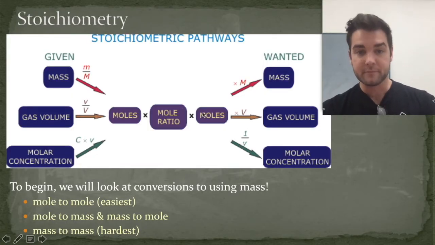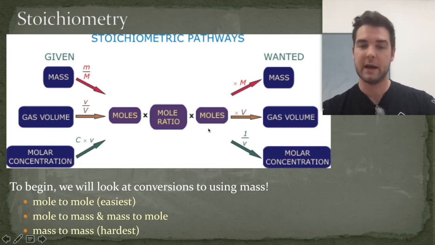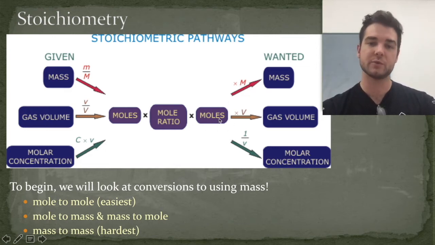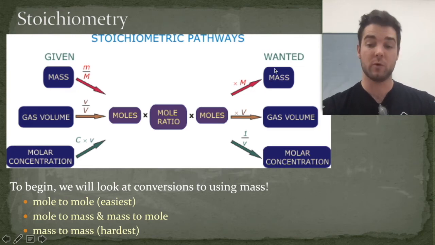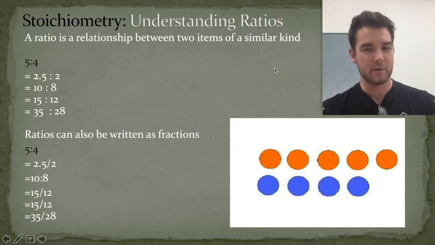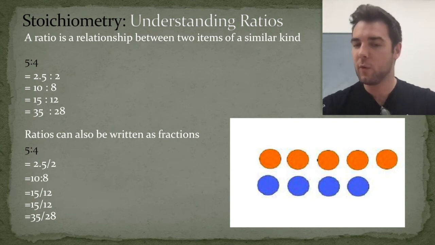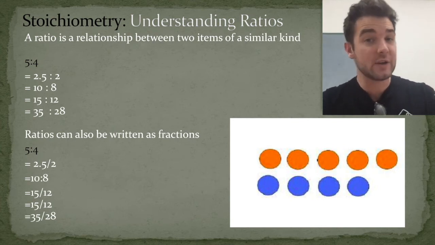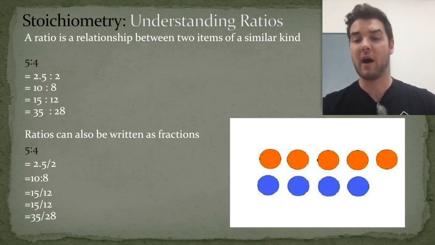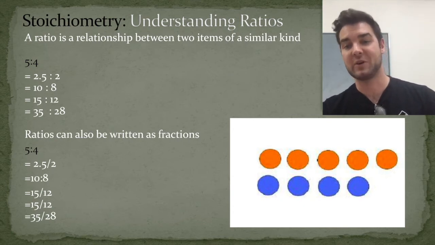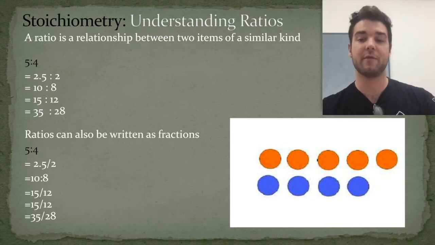Once we've done the ratios and we've got the moles, then we convert back to our measurable quantity. Stick with me, because before we talk about mole ratios, I need you to actually understand the maths behind ratios. So let's take 5 orange, what do you call those, discs and 4 blue discs.